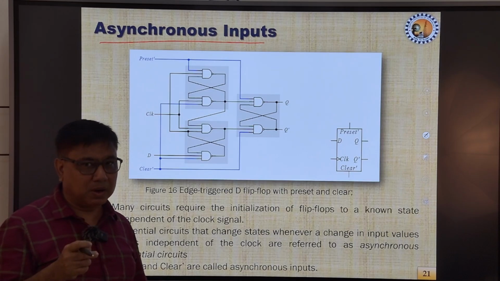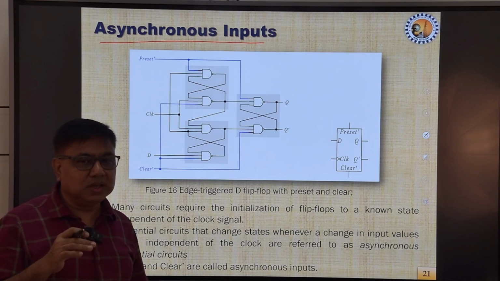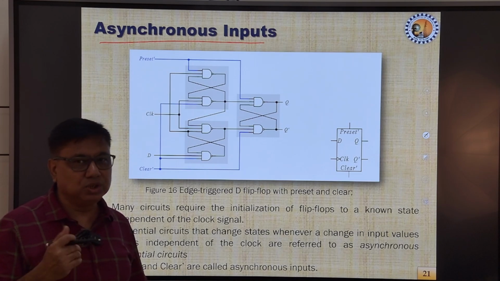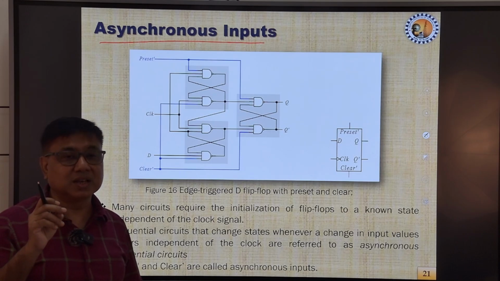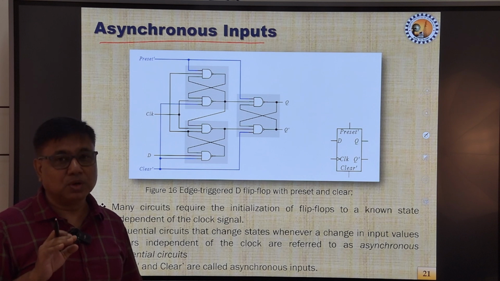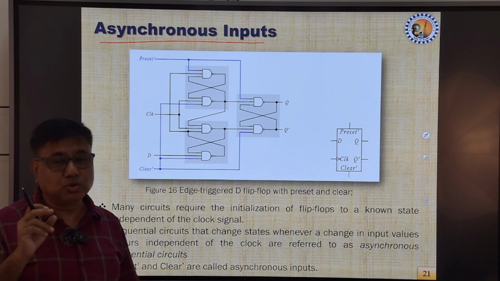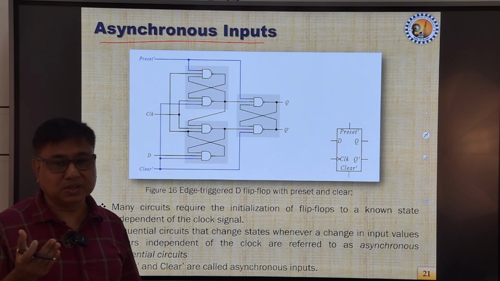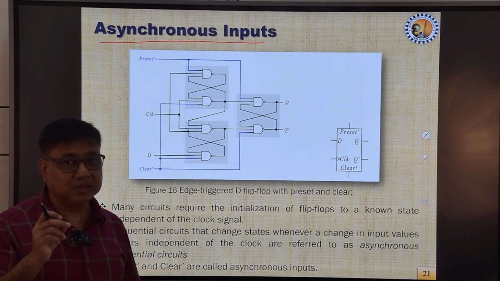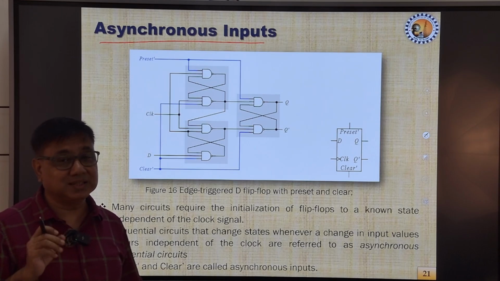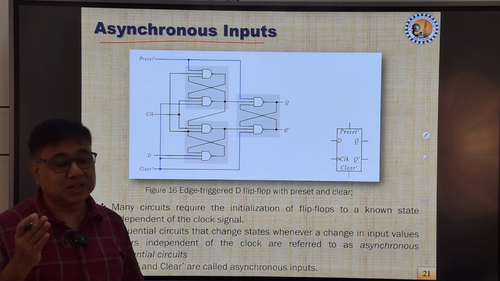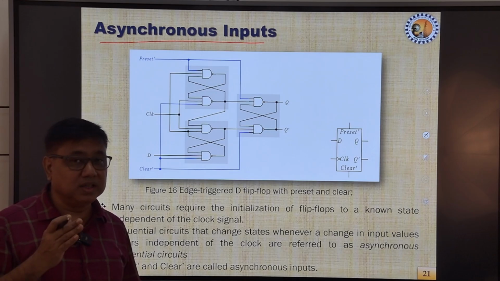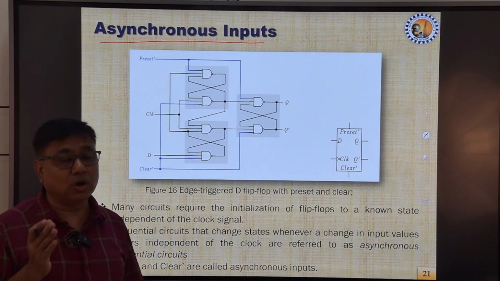Now, when we power on, we cannot be sure that the flip-flop will be in a certain state. For example, we want the stored flip-flop condition to be 0 when we begin the operation, but when we power on the circuit, we cannot ascertain that 100%. So, there is a dilemma whether the flip-flop is already storing a 0 or a 1.